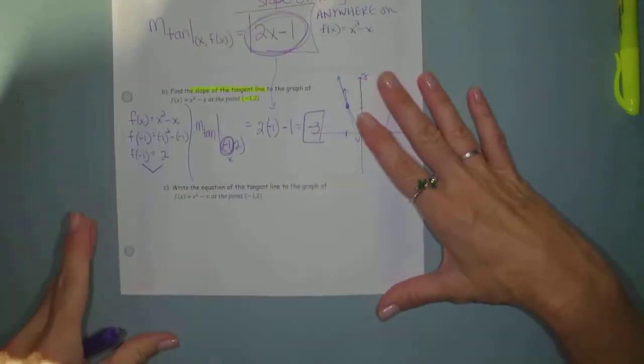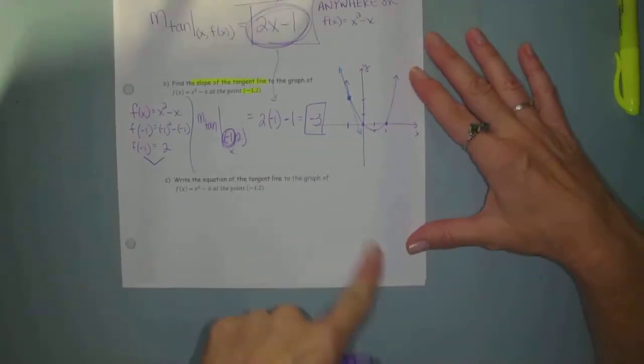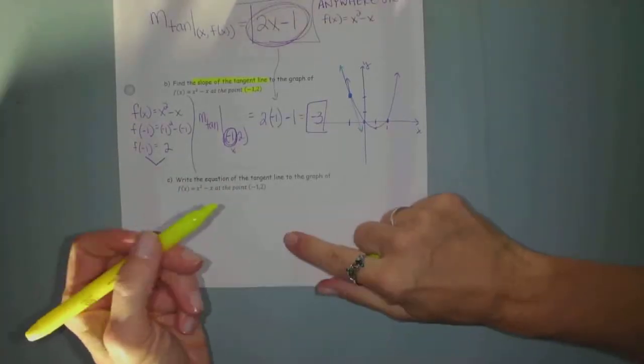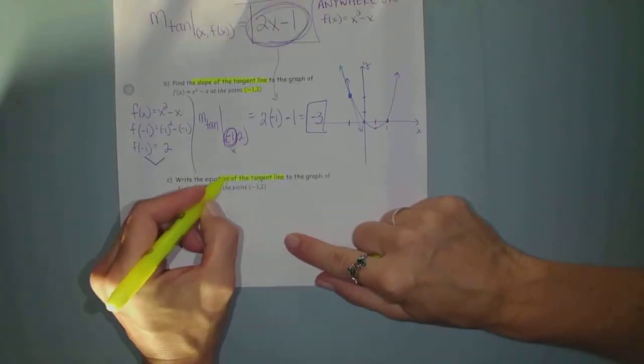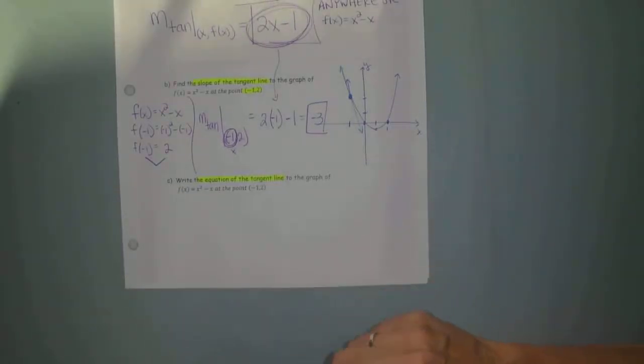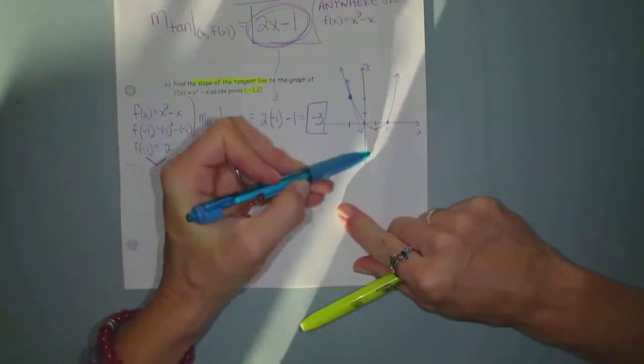Now when we get to part C, we actually are going to go to the line y equals mx plus b, because look at what it says. Write the equation of the tangent line. The equation of the tangent line to our parabola at the point negative 1, 2. So now they do want us to write the equation of this line.